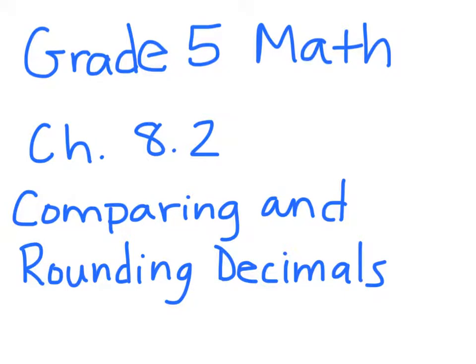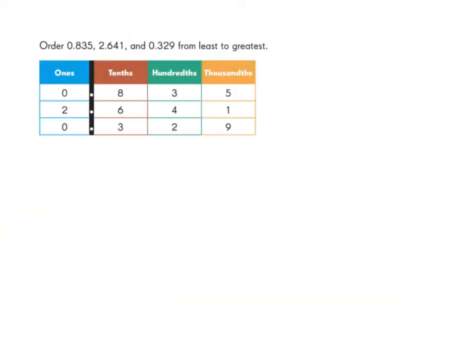This is Chapter 8.2, Comparing and Rounding Decimals. In this lesson, we're going to learn to compare and order decimals to 3 decimal places, and then to round decimals to the nearest hundredth. Let's begin by looking at place value charts to compare our decimals and order them.